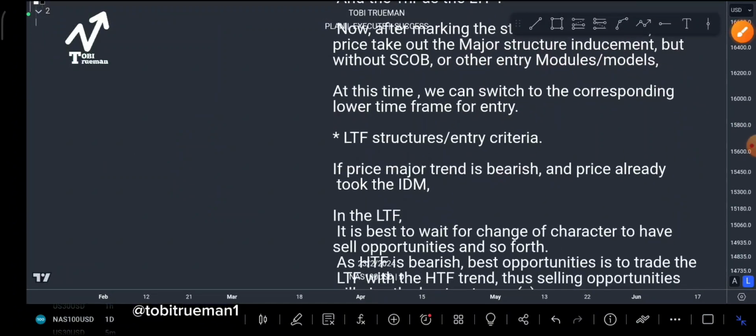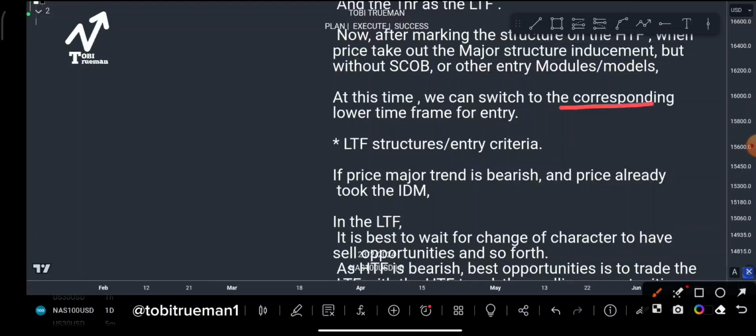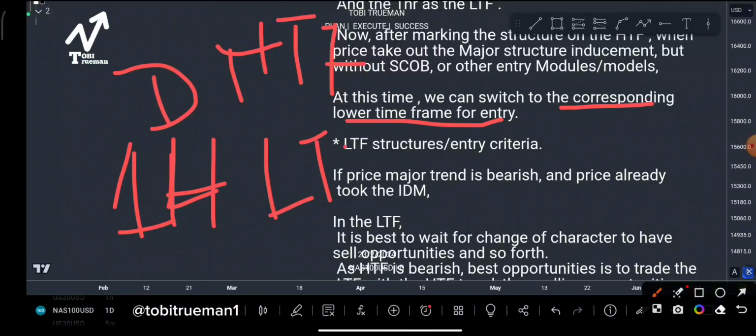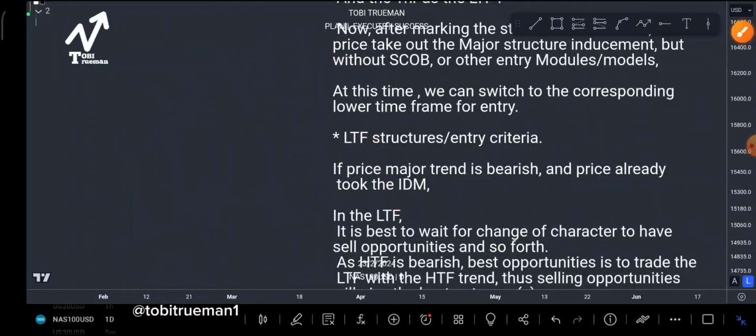At this time, we can switch to the corresponding lower time frame. In this scenario, we are using our 1 hour time frame as the lower time frame, as we are using daily for the higher time frame. All right, hope that is clear.